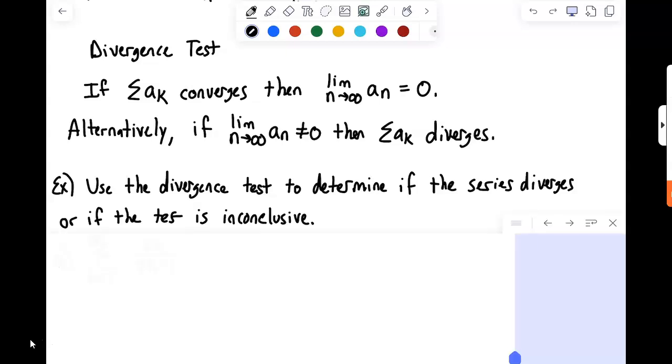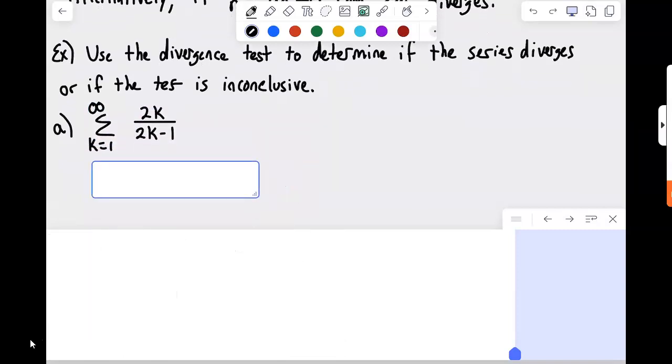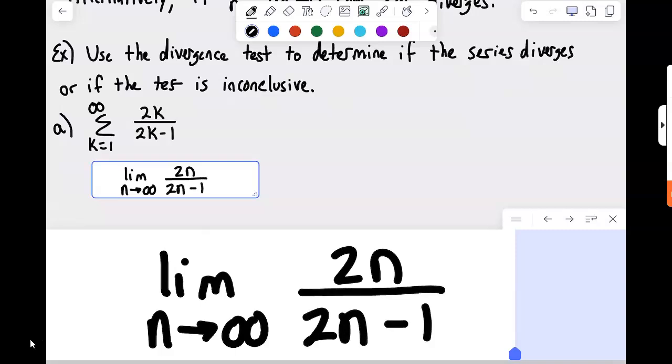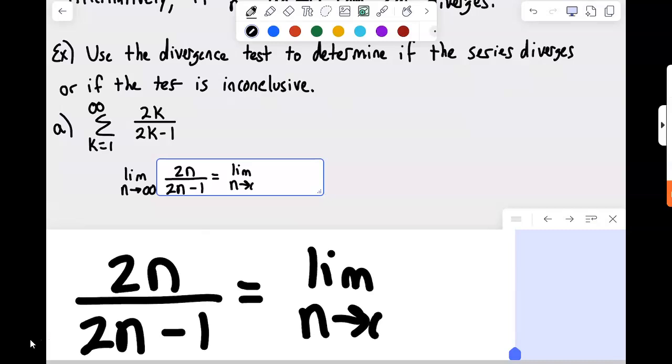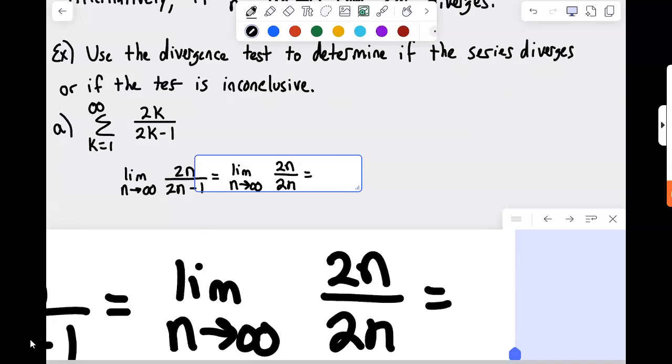Okay, so what we do with the divergence test is just look at the limit of the underlying sequence, the thing we're adding up. So limit as n goes to infinity of 2n over 2n minus 1. Right? And then we say to ourselves, the only thing that's going to matter is the largest power on the top, the largest power on the bottom. So that would be 2n over 2n, which would be 1.